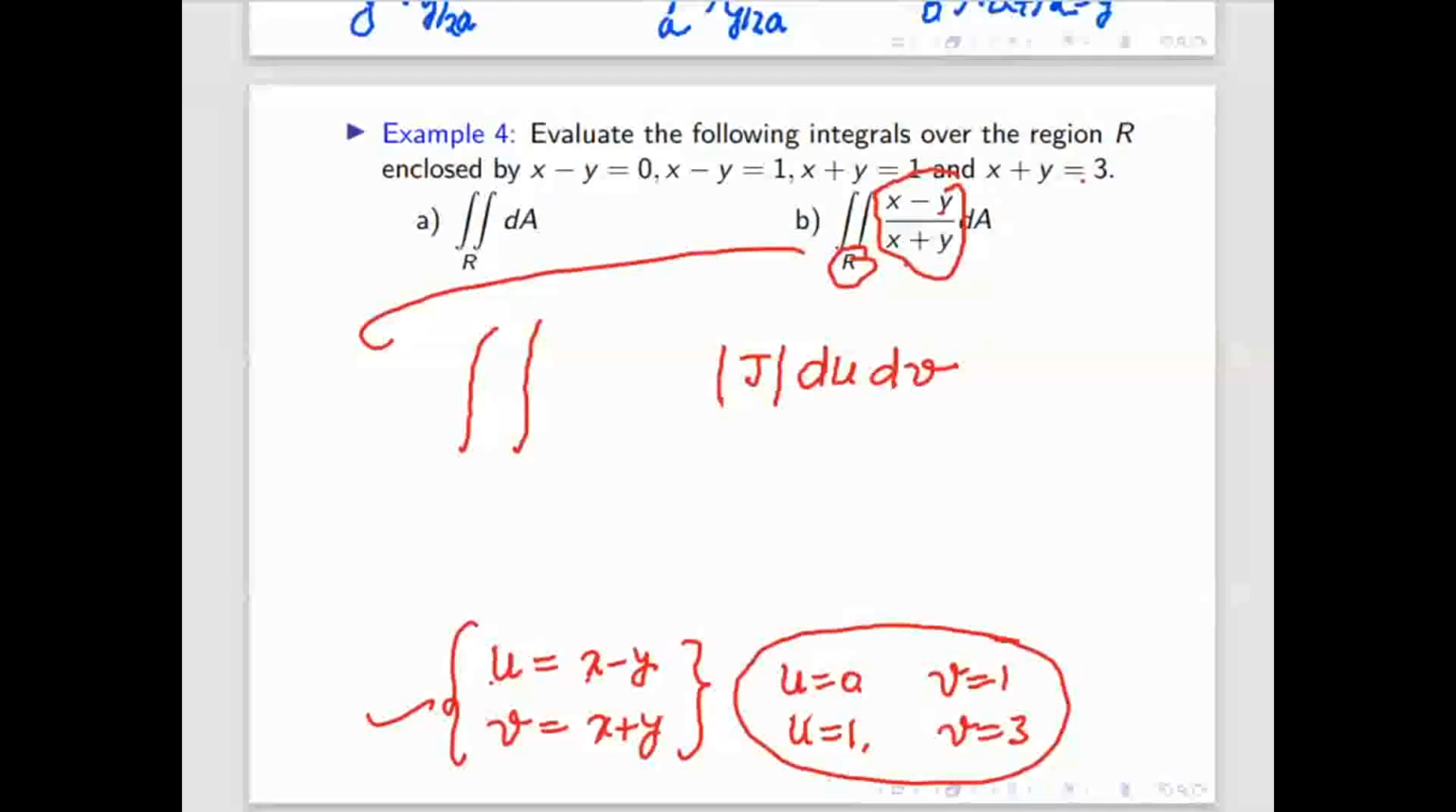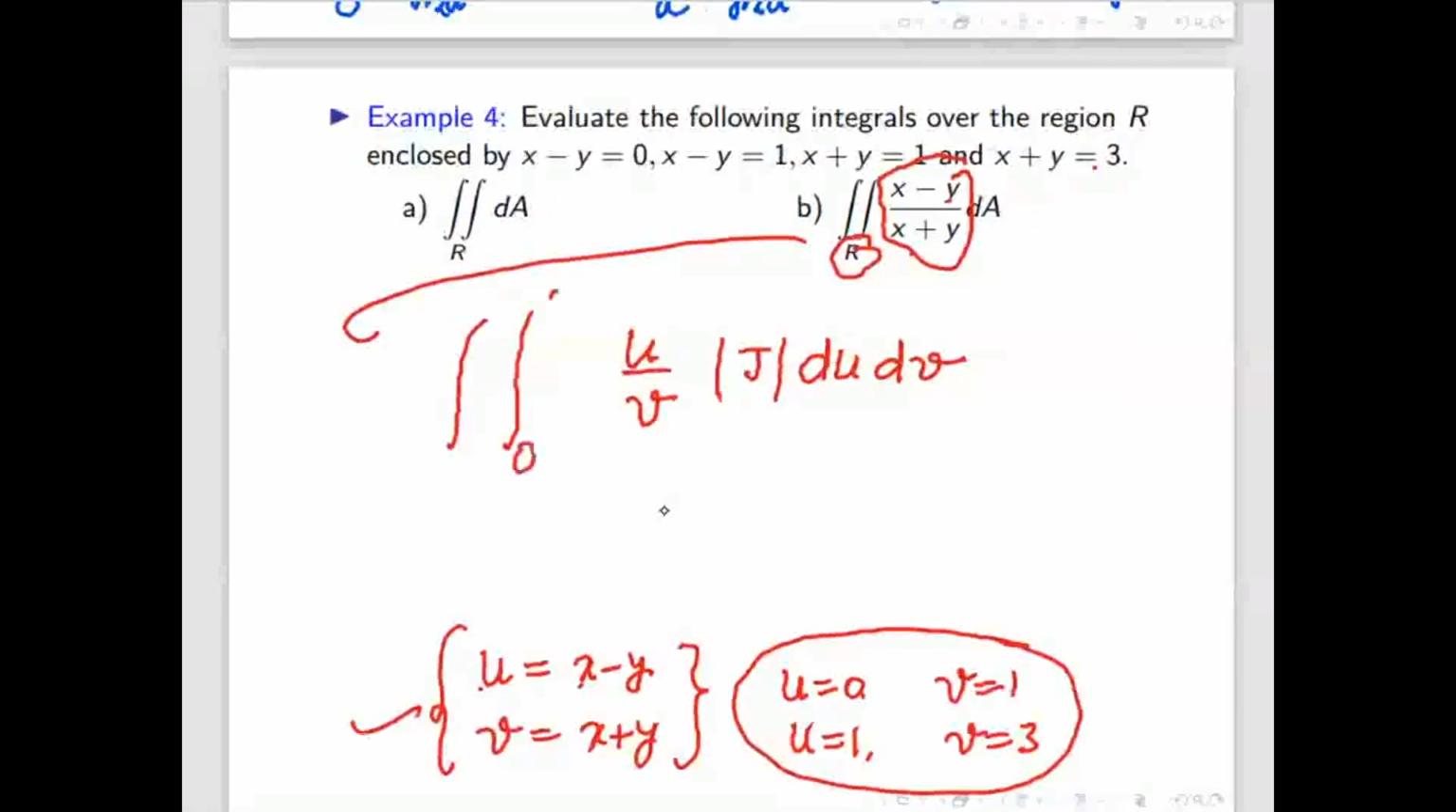So this will give u by v, and the limit is the same. With respect to u, it is 0 to 1, and then 1 to 3. So this integration is equivalent to the earlier integration after substituting the values of u and v. The only difference here is that this extra Jacobian will come. So we have to find the Jacobian, and then we can integrate. So what is the Jacobian of u comma v?